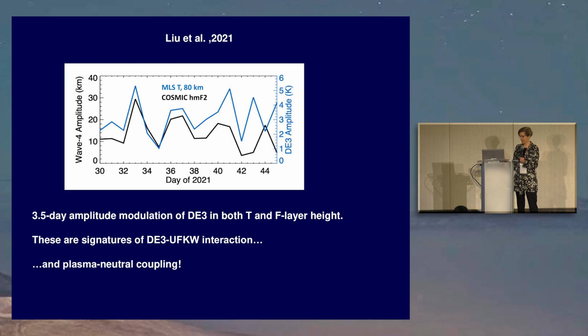And another example of tide planetary wave interaction we saw in a recent paper by Guiping Liu, who analyzed, again, our favorite tide, the DE3, in both MLS temperatures at 80 kilometers and in COSMIC F2 layer height, and found a 3.5-day modulation of the tide in both the lower thermosphere, in both the mesospheric data and in the F region data. And so this plot is really cool because it not only demonstrates a modulation of the tide by a 3.5-day wave, a wave known as a Kelvin wave, but this paper also demonstrates the ion-neutral coupling that the tides can affect, which is the topic of the next few slides I'm going to show.